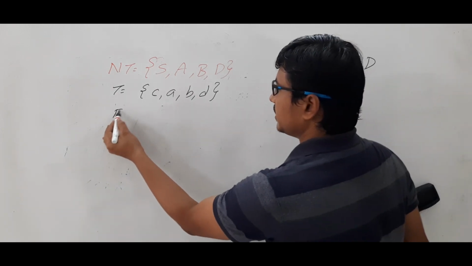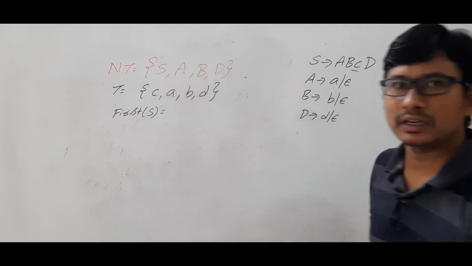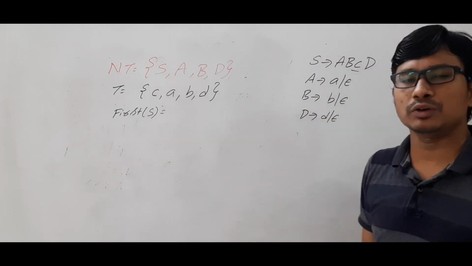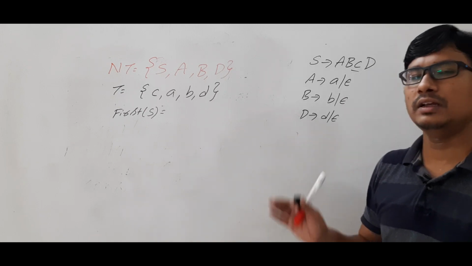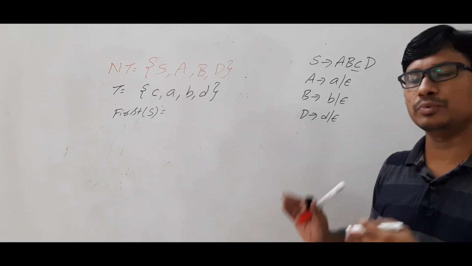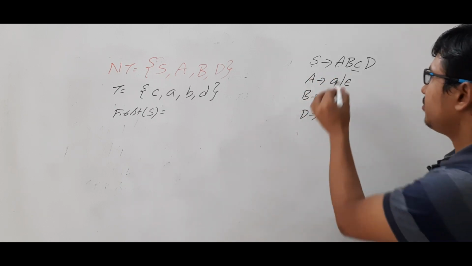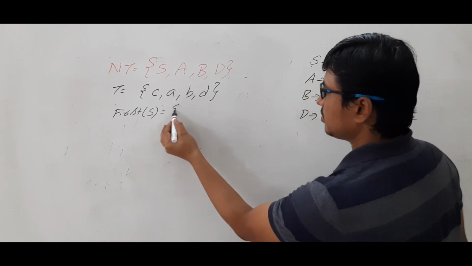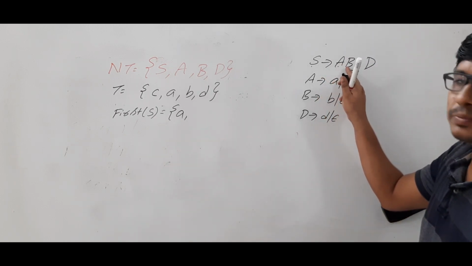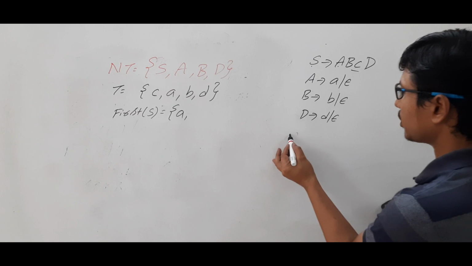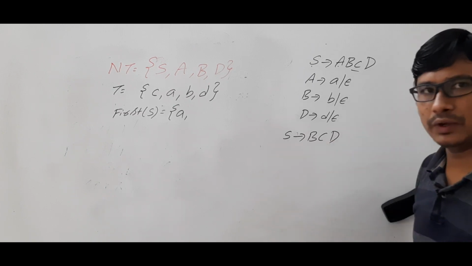So first of S is equal to... I always prefer that whenever someone is asking me to compute the follow, first I will compute the first of each non-terminal, then I will use the first to compute the follow. So first of S is equal to first of A. First of A consists of A comma epsilon. So if you have epsilon here, then this production will look like B, C, D. Will you agree with me?